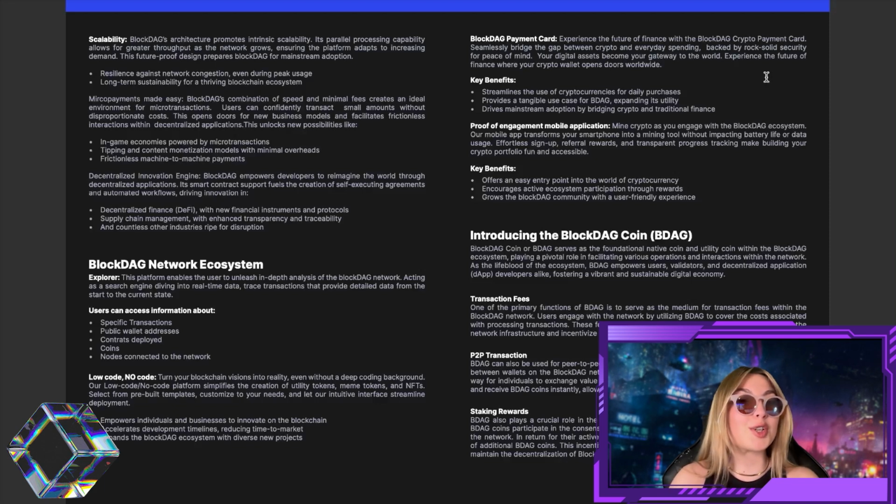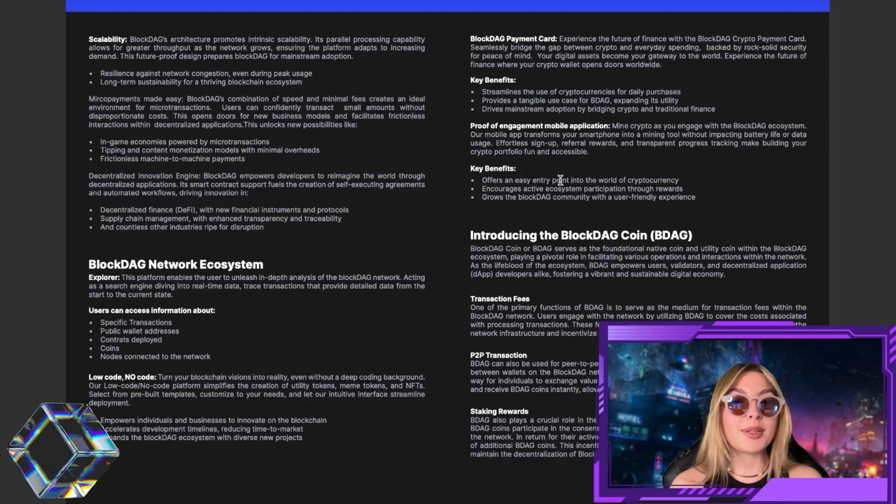So you can experience the future of finance where your crypto wallet opens doors worldwide here at BlockDAG. You have the key benefits such as streamlining the use of cryptocurrencies for daily purchases, providing a tangible use case for BDAG, expanding its utility, driving mainstream adoption by bridging crypto and traditional finance, among others as well.